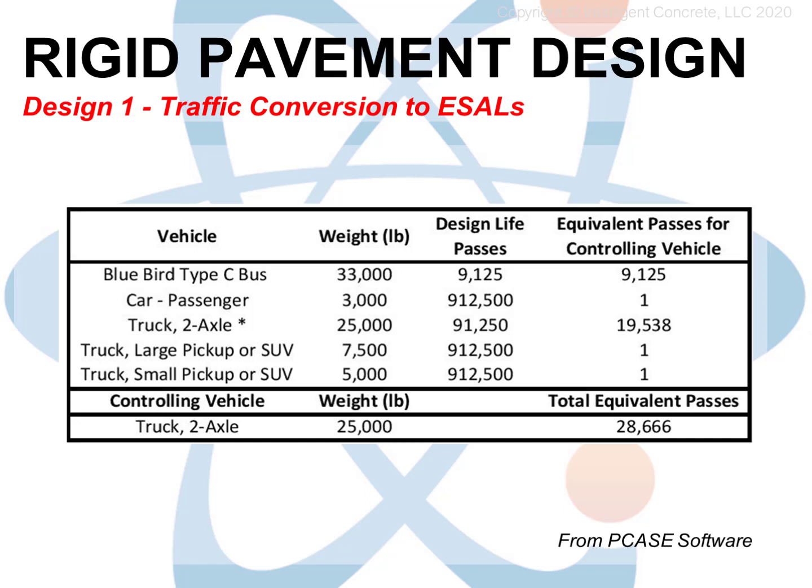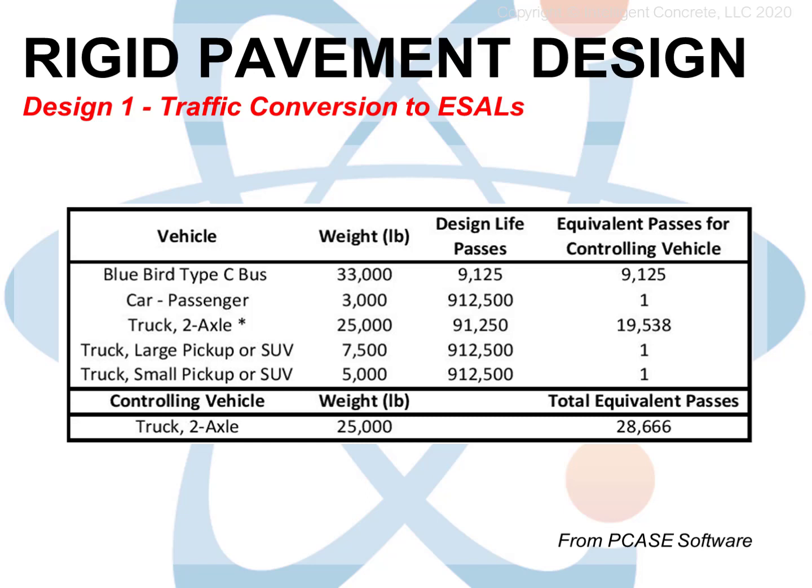It's just simple arithmetic. In the first line, we assume we'll be getting a single pass of a Bluebird Type C bus every day. Once a day times 365 times 25 years is 9,125 passes. It turns out that even though this bus is not considered the controlling vehicle, its specific load and axle configuration somehow exactly equals 1 ESAL. This does not happen often, and it's just a coincidence for this experiment.